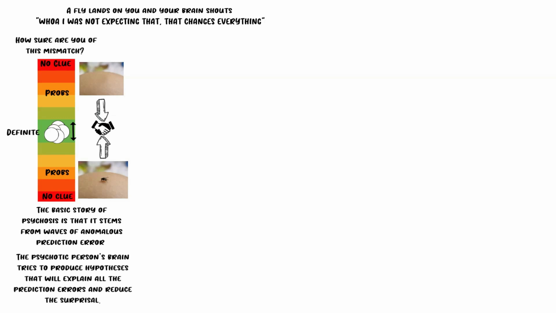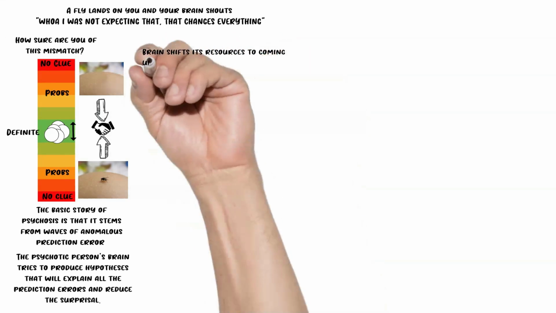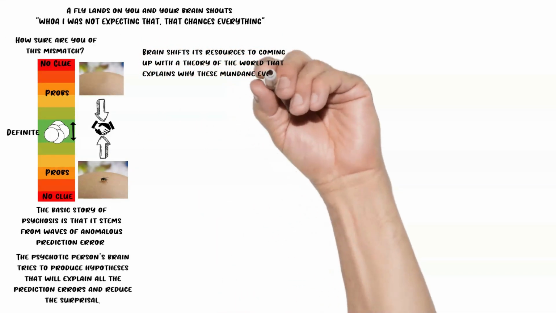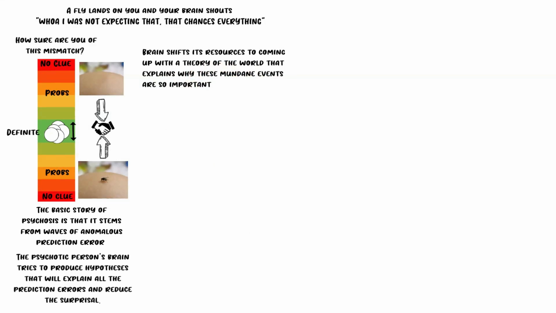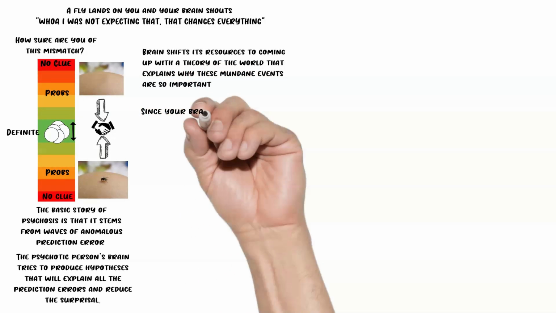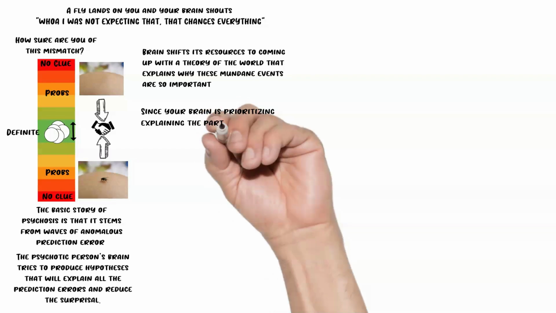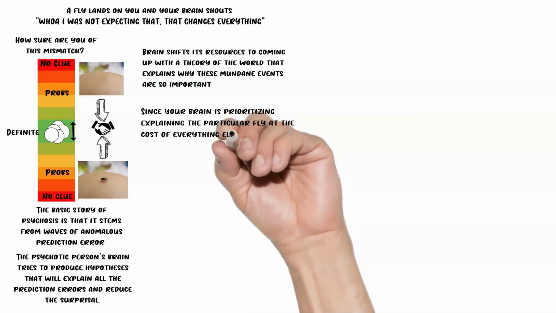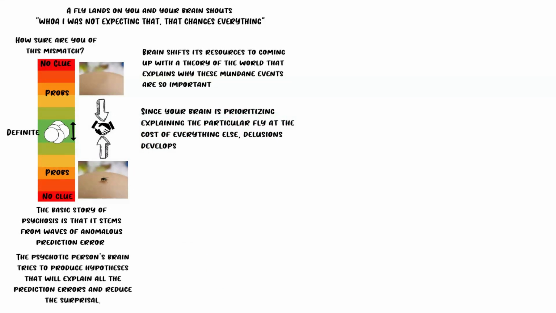But then another mundane event happens and your brain again says, "I was not expecting that." So imagine this happening 30 times in one day. So then, completely unconsciously, your brain starts to shift its resources to coming up with theories of the world that explain why these mundane events were super important. And since your brain is prioritizing explaining the particular fly at the cost of everything else, sometimes you develop ideas and delusions that just make no sense.